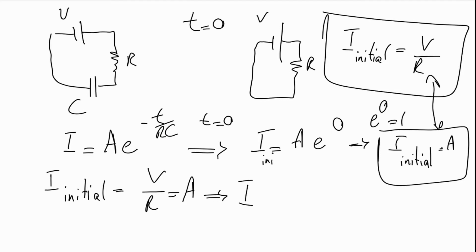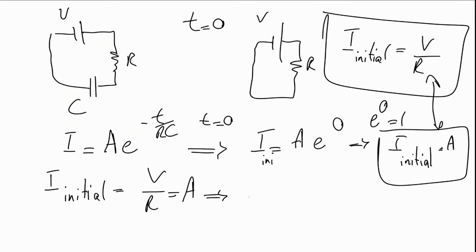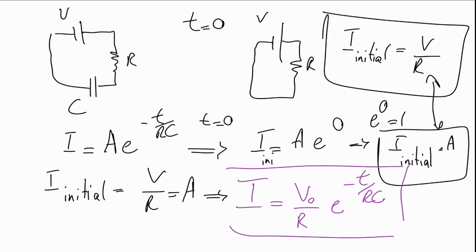So the formula that I would like to write in red or purple, doesn't matter: I equals V of the battery over R, which is the initial value of the current, multiplied by e to the power of minus t over RC.